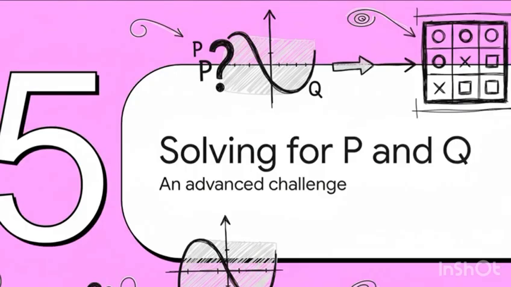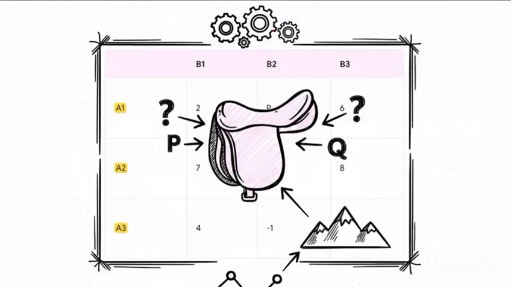Okay, let's put this knowledge to the test. What happens when a payoff matrix has some unknown variables? Let's try to solve a little puzzle. Take a look at this matrix. We've got 2 unknown values here, P and Q. But we have one critical piece of information. We are told that the number 7 is the saddle point of this game.